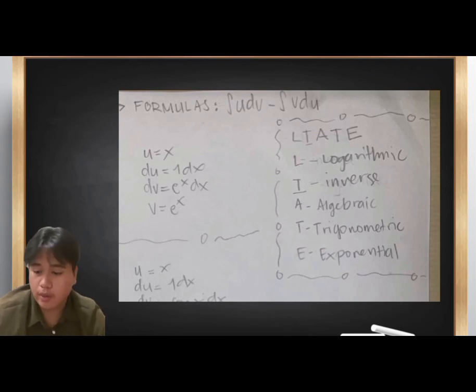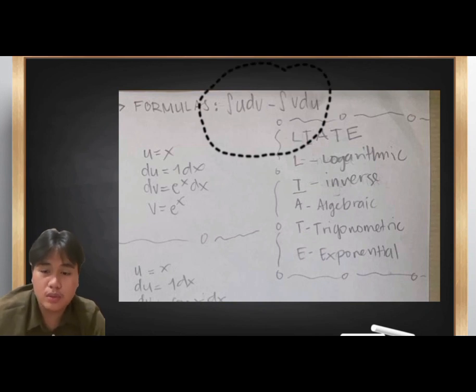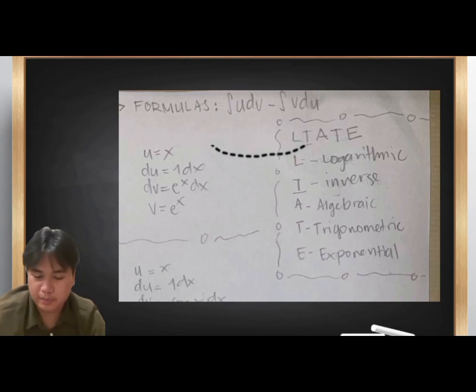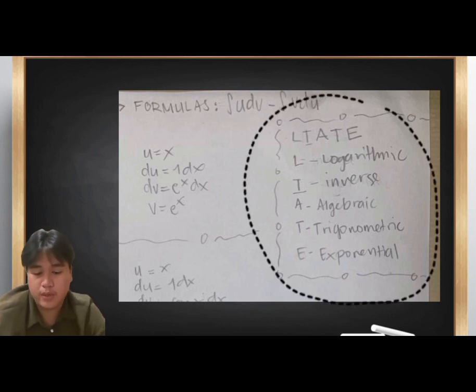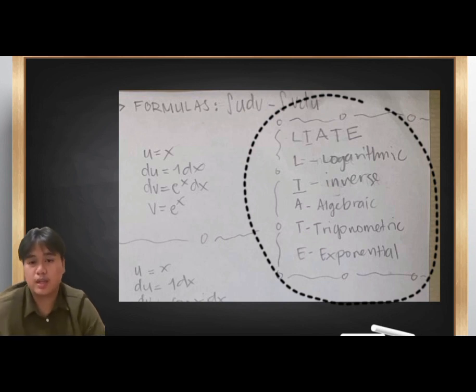Now we will be solving for integration by parts. The formula for this is the integral of u dv equals uv minus the integral of v du. In this, we have an acronym to abide by for determining our values, which is LIATE. L stands for logarithmic function, I stands for inverse function, A stands for algebraic functions, T stands for trigonometric functions, and E stands for exponential functions.